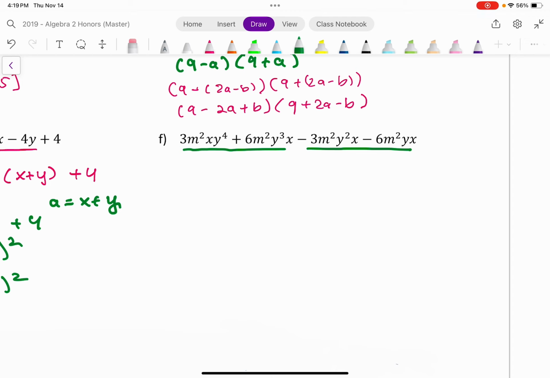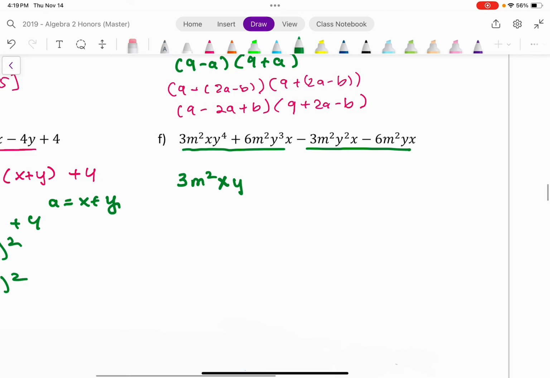So I told you guys earlier in a previous video that if you missed and forgot to do the GCF in the beginning, you can catch it in the end. So let's say we did that. I would prefer that you took out the GCF, but we did it this way. What can I factor out of the first two terms is a 3. I can factor out, it looks like an m squared. I can factor out an x and a y cubed.